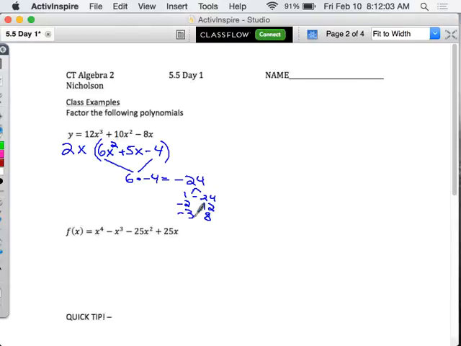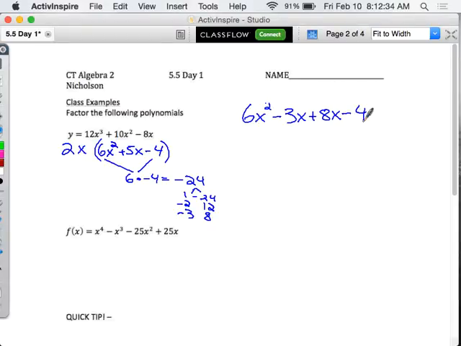So rewrite this expression now, replacing the 5x with negative 3x plus 8x. So we're going to rewrite this. So it becomes 6x squared, and then instead of plus 5x, I'm going to write minus 3x plus 8x, and then minus 4.